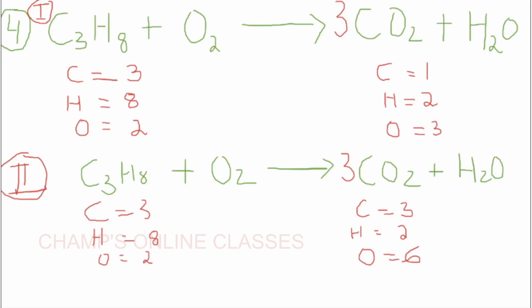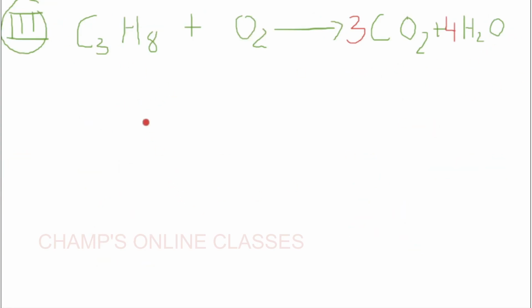Now let's balance hydrogen. To balance hydrogen, I have to write 4 here. Then there will be 8 hydrogen. Let's write the equation again in the third step, and let's count the number of atoms. Carbon, it's 3. It's still 3 on the product side. Hydrogen, we have just balanced. There's 8 hydrogen on the reactant side. There's 8 hydrogen on the product side too.